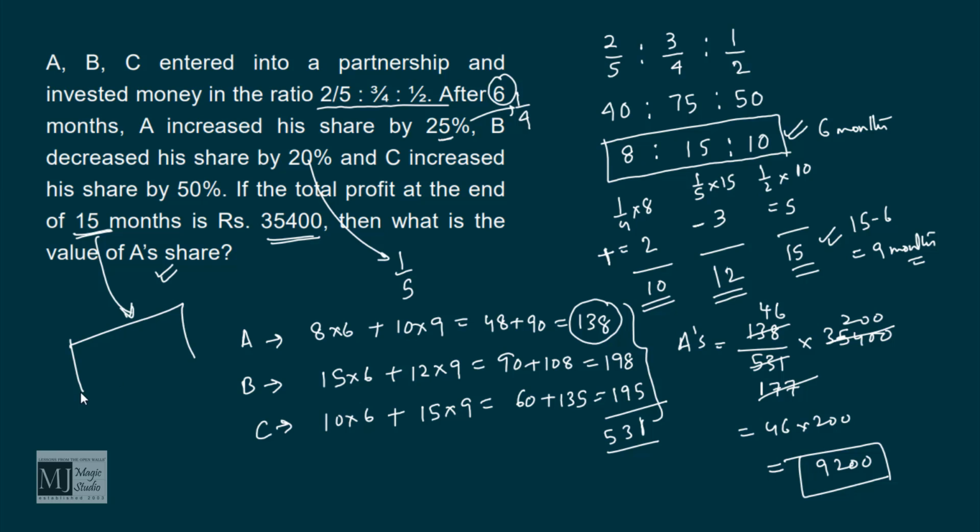9200. This is again a theta type question. So we will fill in 9200 as the answer. A's share is rupees 9200.